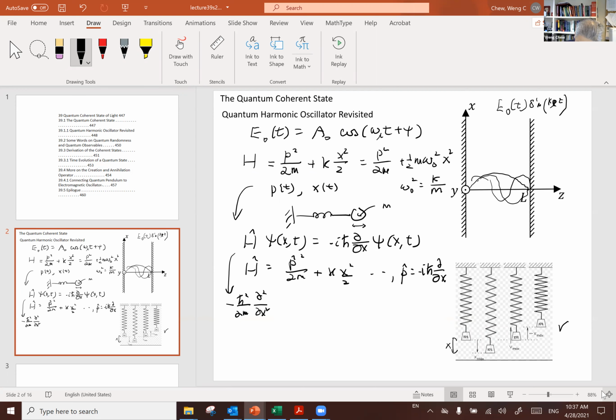Okay, the p square becomes second derivative in x. And then the other term, which is this term over here, just becomes half m omega naught square x square psi xt. And then the right-hand side would just become minus I h bar partial t psi of xt. Okay, so it looks like a wave equation of some sort, which is called the Schrodinger equation. Sometimes it is also called the Schrodinger wave equation.